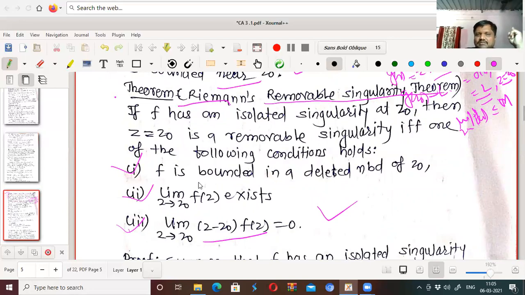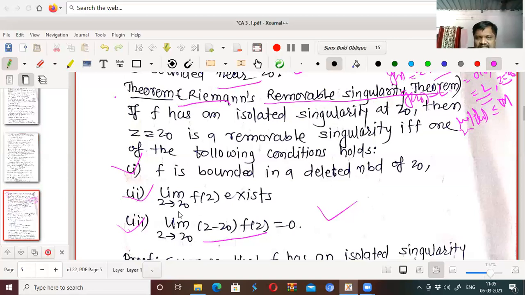That means number one, f is bounded in a deleted neighborhood. If f has a removable singularity at z0, then f is bounded in a deleted neighborhood of z0. Conversely, if f is bounded in a deleted neighborhood of z0, then z0 is a removable singularity of f of z. Similarly, if z0 is a removable singularity of f of z, then the limit as z tends to z0 of f of z exists. Conversely, if the limit as z tends to z0 of f of z exists, then f of z has a removable singularity at z equal to z0.